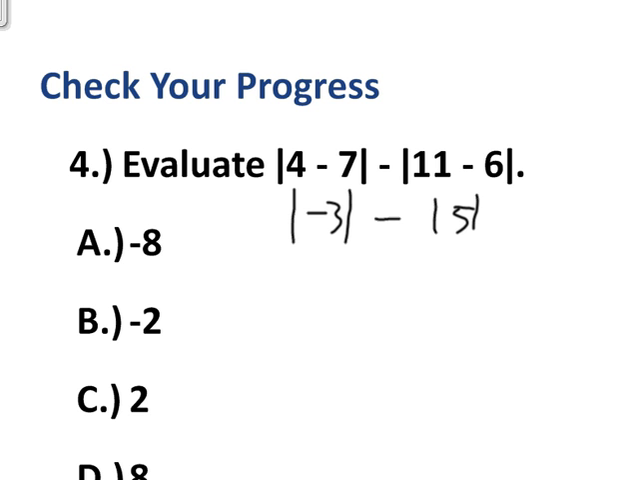The absolute value of negative 3 is 3, since it's 3 units from 0. The absolute value of 5 is 5. 3 minus 5 is negative 2.